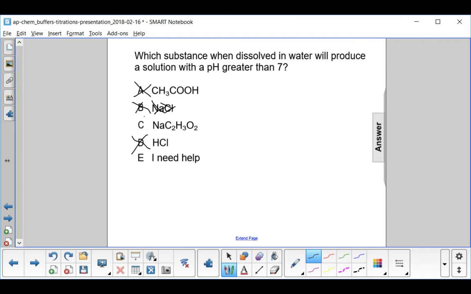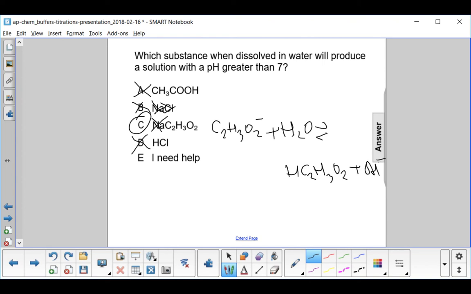So that leaves us with answer choice C, but just to be sure, remember that Na+ does not hydrolyze, but the acetate ion does. So in water, we get HC2H3O2 and OH-. And of course, it's the presence of this OH- that results in a pH greater than 7 for a basic solution.